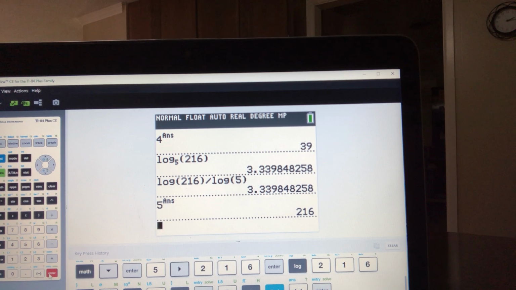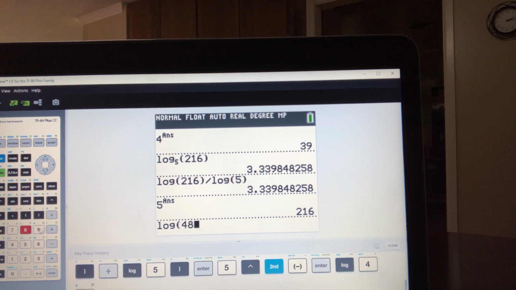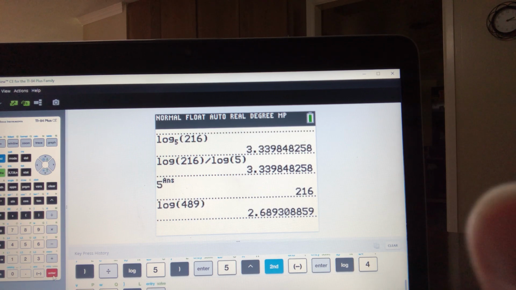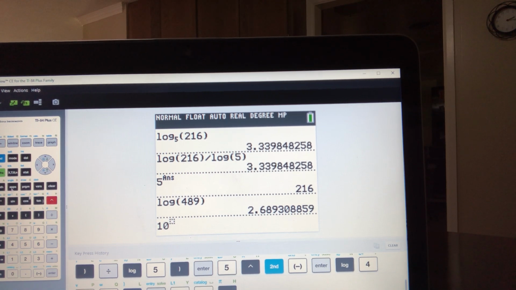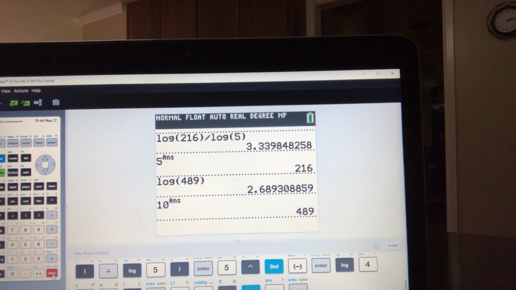Okay, so that's what you do if you see a base like 4 or 5 or other numbers. Now for part C, notice it just says log 489. That's understood to be a base of 10. These are really easy. You can just use the log button right beside number 7. That's the common log, base 10. So you can just put in log 489 and be done. Rounded, that would be 2.689 to the thousandths place. What that means is if you took the number 10 and raised it to that power, because that base is 10, you would get the number you started with, which was 489.